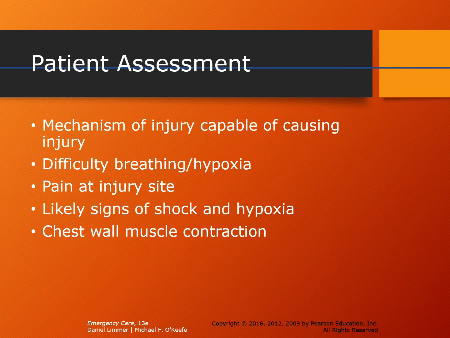Our patient assessment will be following the following 5 points. We want to determine that the mechanism of injury was in fact significant enough to cause this injury. We want to assess for difficulty of breathing as well as hypoxia. We want to assess the level of pain at the injury site. We also want to look for signs and symptoms of shock and hypoxia. And then we also want to try to limit chest wall muscle contraction.